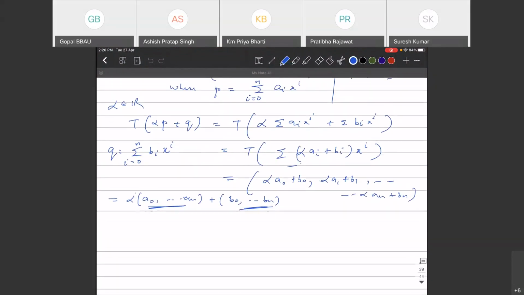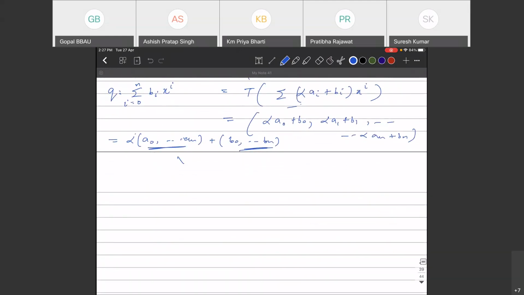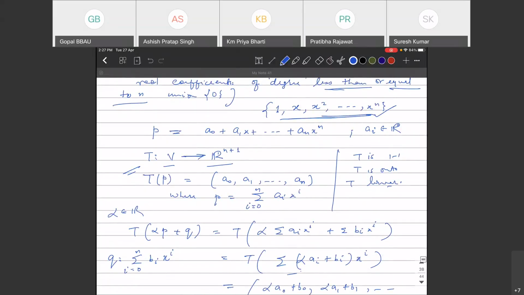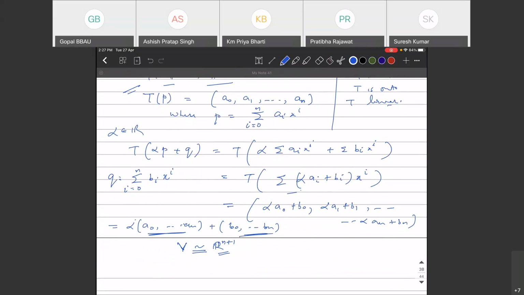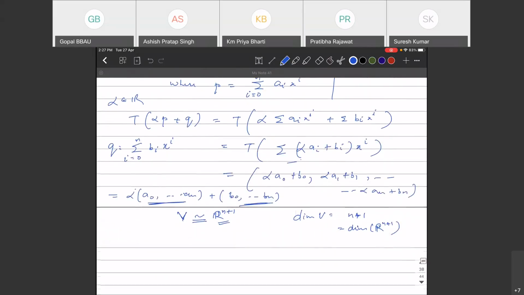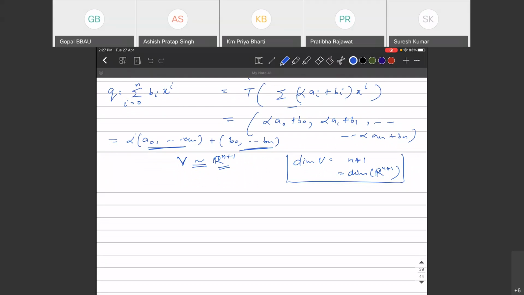So what we have seen means V and T are isomorphic. This means V and Rn+1 are isomorphic. So you see, you know that the dimension of V is n+1. You have seen it here because in its basis there are n+1 vectors, and you know the dimension of Rn+1 is n+1. So the dimension of V is n+1, which is the same as the dimension of Rn+1. So this is not a coincidence. In fact, it will always be true: whenever two vector spaces are isomorphic, they are of the same dimension.